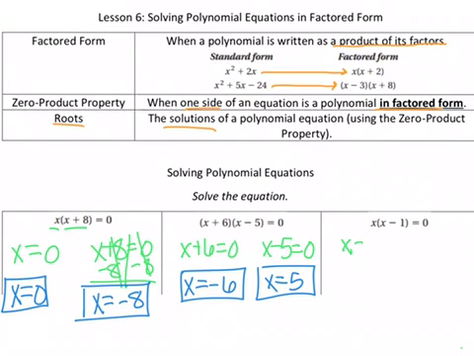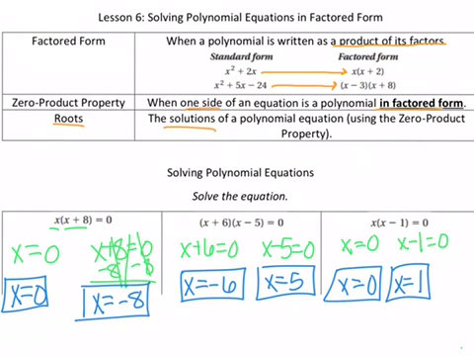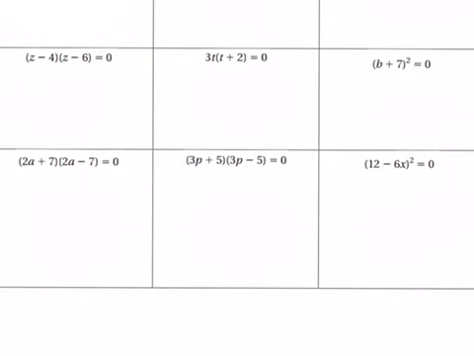And so this very last one, it's kind of like our first example. We have an x equals 0, and x minus 1 equals 0. When we solve them, we get x equals 0 and x equals 1, and that's our answer. So however many x's you see, that's how many answers you will get. I do want you to try these next few on your own.